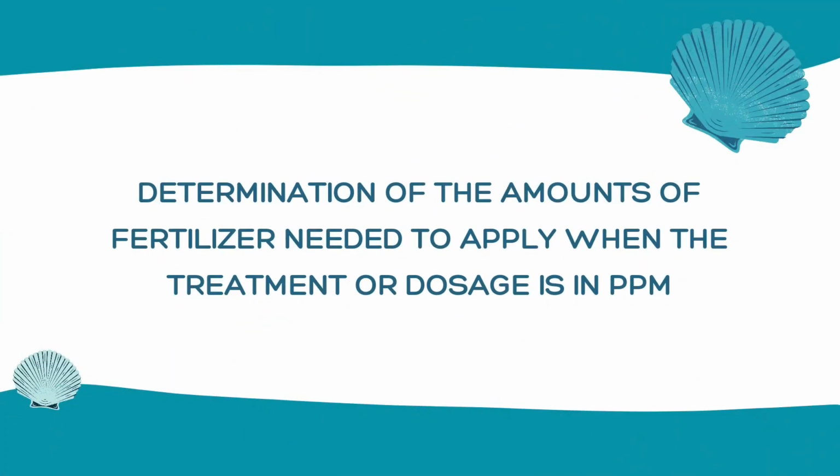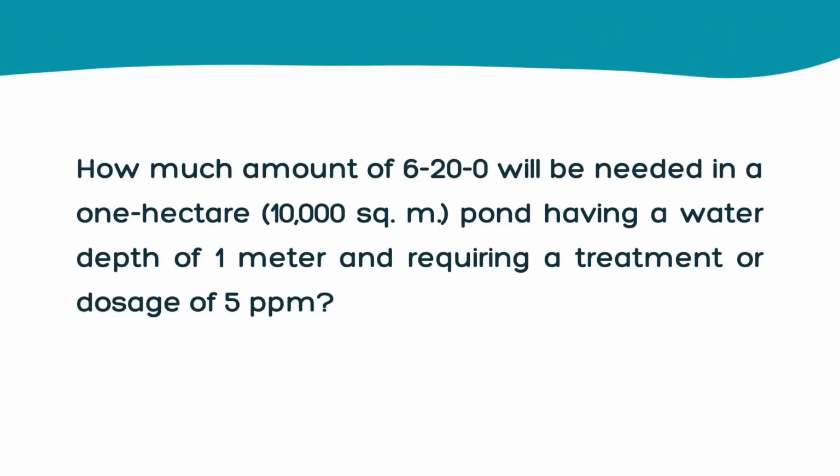Determination of the amounts of fertilizer needed to apply when the treatment or dosage is in ppm or parts per million. The sample problem is how much amount of 16 nitrogen, 20 phosphorus, and 0 potassium will be needed in a 1 hectare or 10,000 square meters pond having a water depth of 1 meter and requiring a treatment or dosage of 5 parts per million.